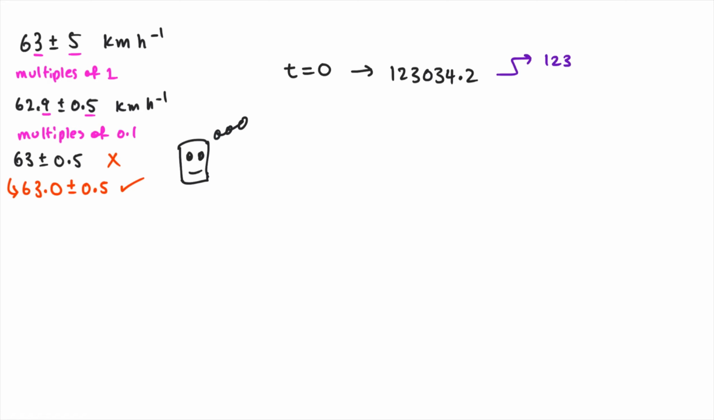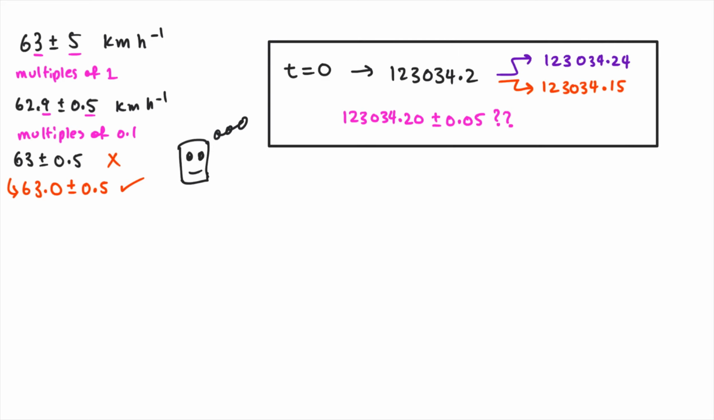Robo thought that 123,034.2 comes either from 123,034.24 rounded down or 123,034.15 rounded up, and therefore the uncertainty should be approximately 0.05. Robo asked Mr. S if this makes sense, and Mr. S supported the excellent logic to how Robo thought about this situation.